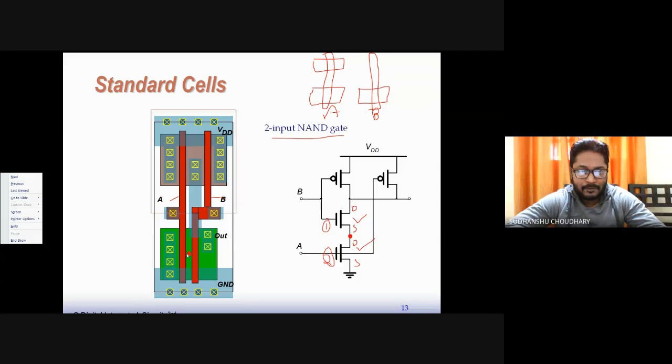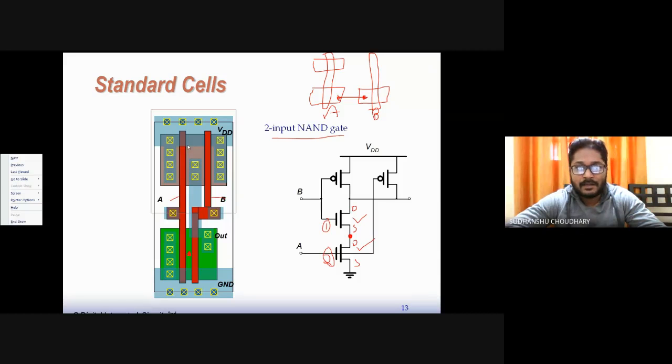So they are shared here. We don't need a contact here. But in this case, you will need a contact. If I want to connect them, I'll need a contact, so I'll have an extra contact resistance. So the resistance of this region also goes up. But in this case, we don't have an extra contact, and the layout area will also be small. So try to use the same diffusion region for all the transistors.